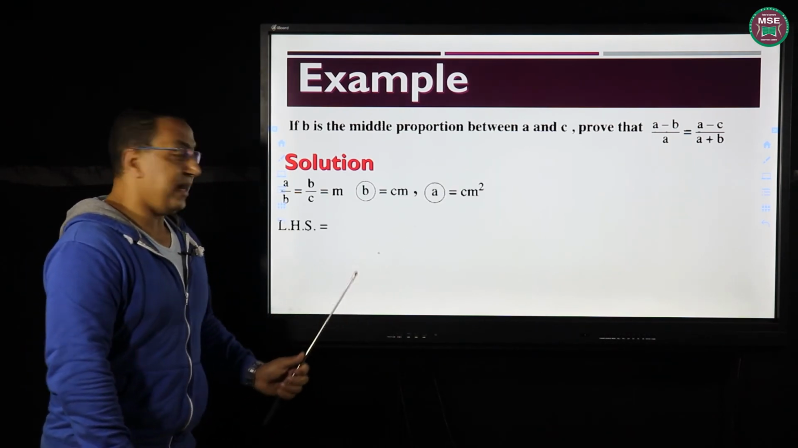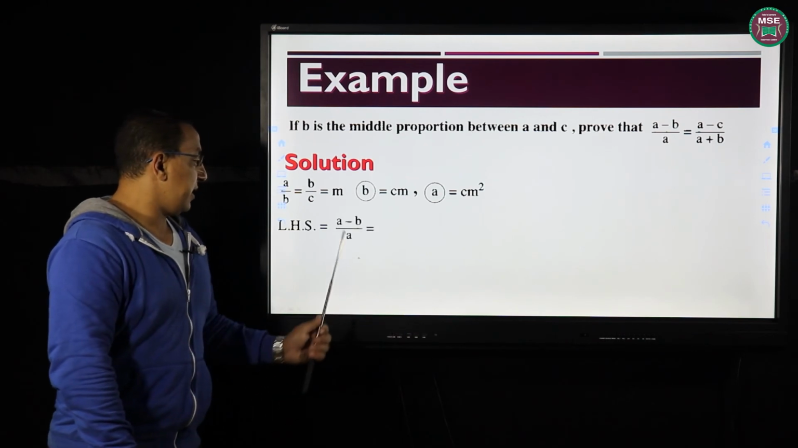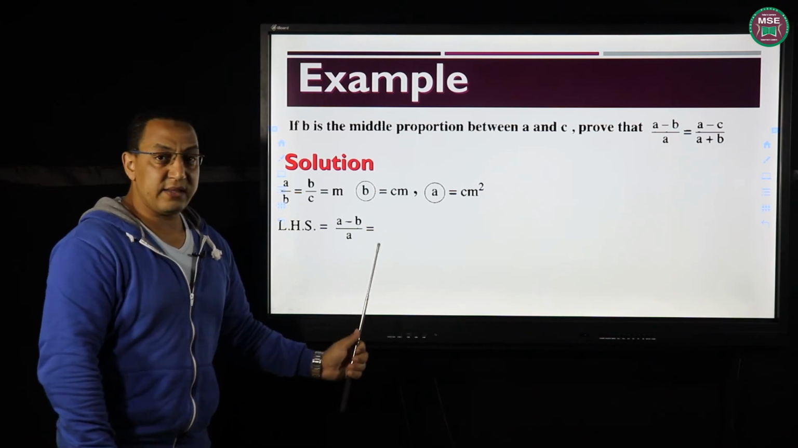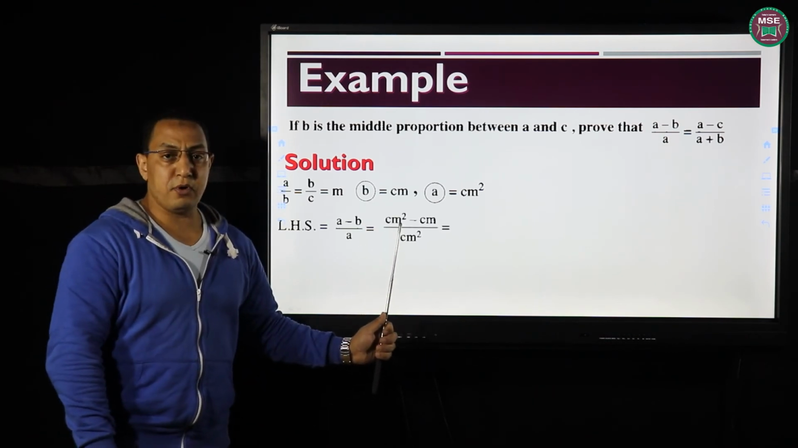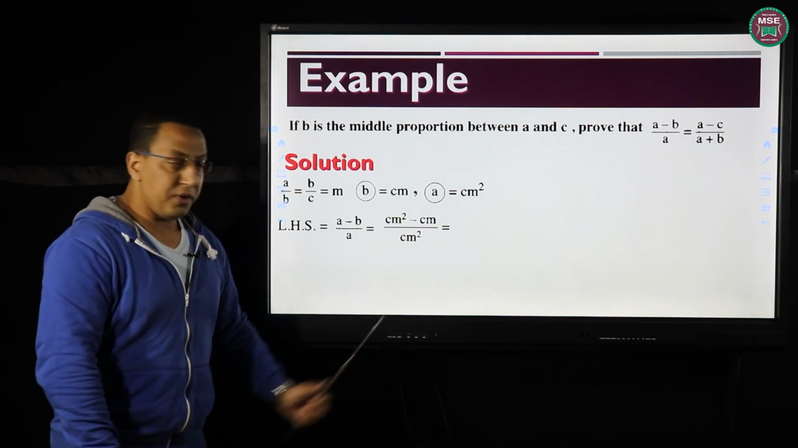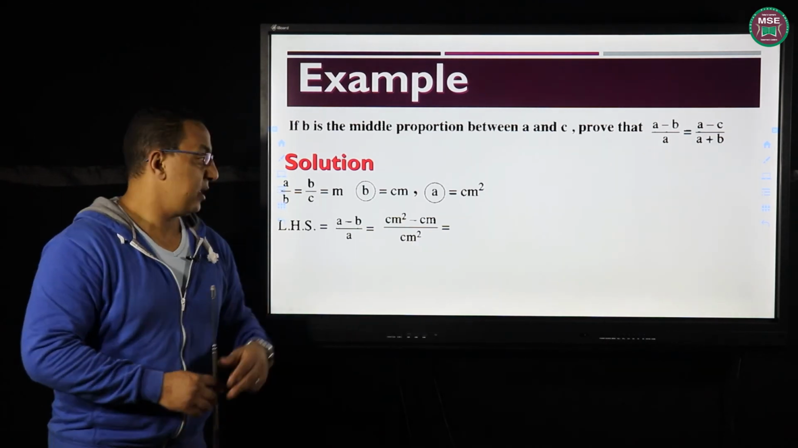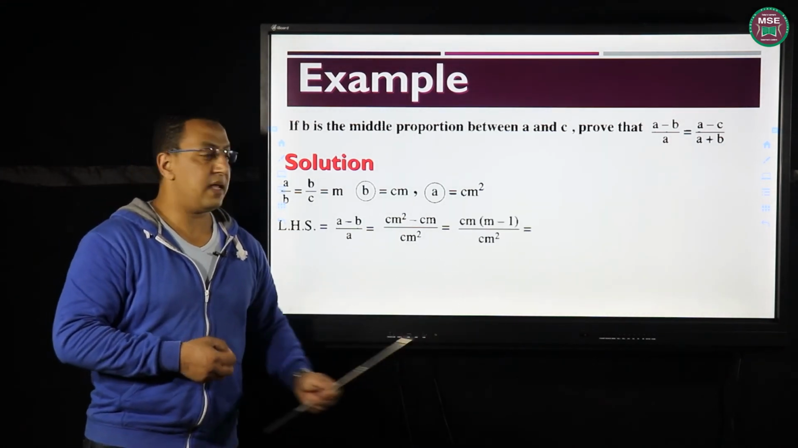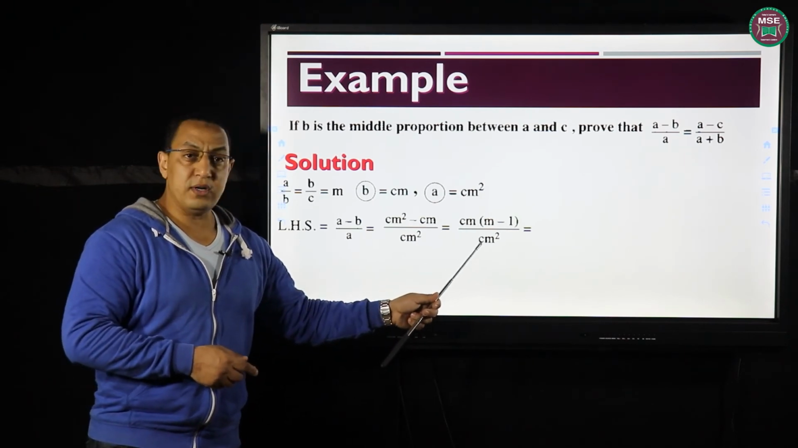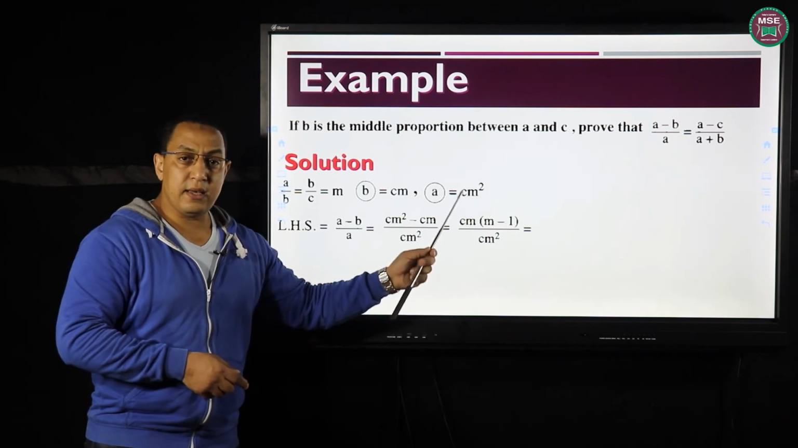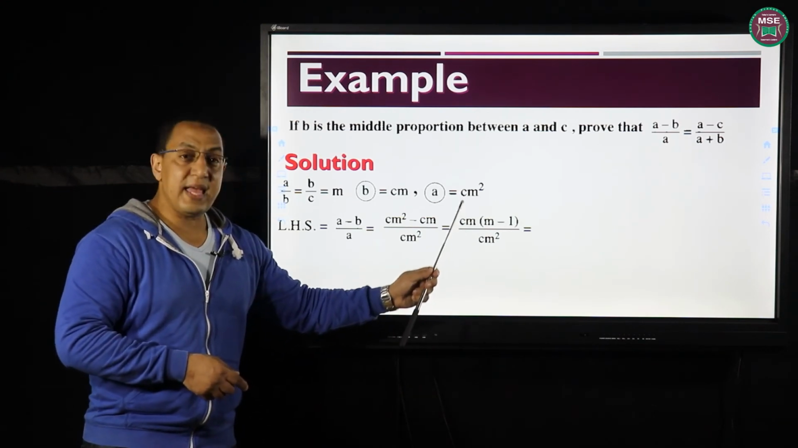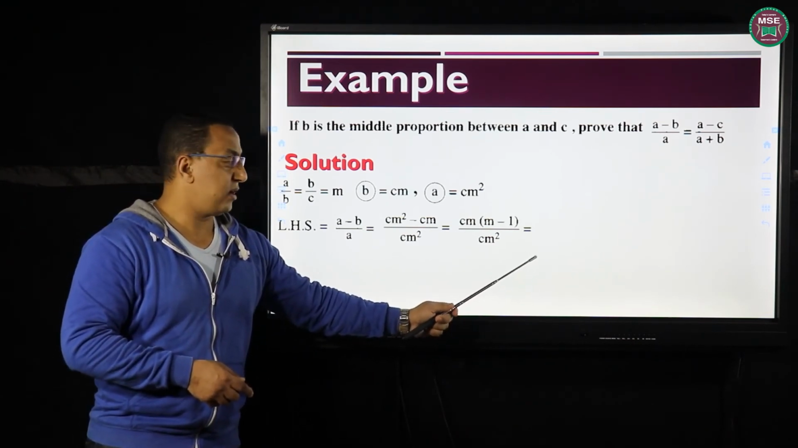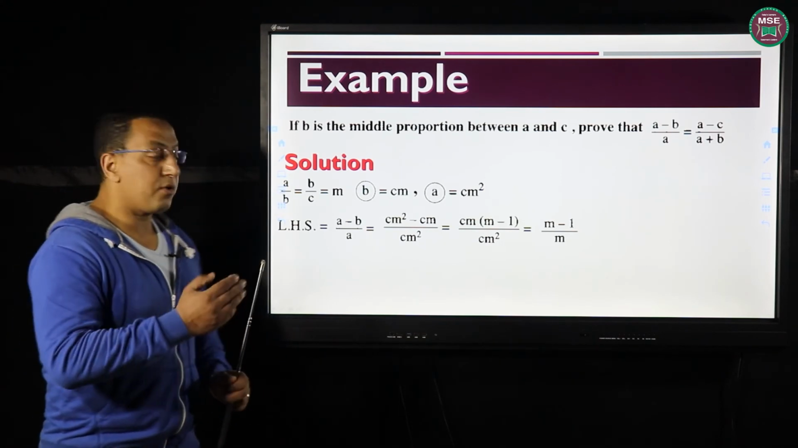Here the left hand side is A minus B over A. So I'm going to replace A and B and A. It will be CM power of 2 minus CM over CM power of 2. Up, I have a common factor CM, so I'm going to collect CM outside the bracket. It will be CM times M minus 1 over CM power of 2. I'm going to cancel C and C, and cancel M with another M down. Finally, it will be M minus 1 over M, like this. This is the left side.